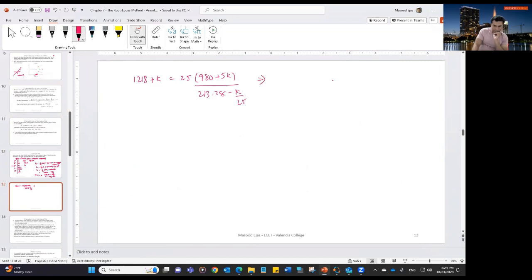As you can see, it's a little crazy. It's going to be a quadratic equation most likely. Let's see. So 25 times this. All right, let's see what I'm doing at 25.